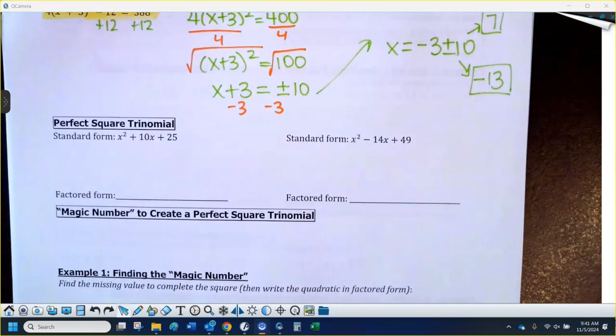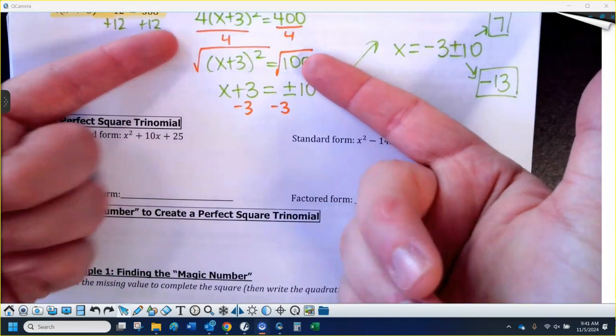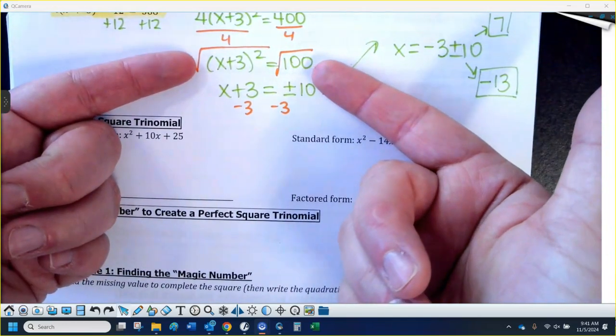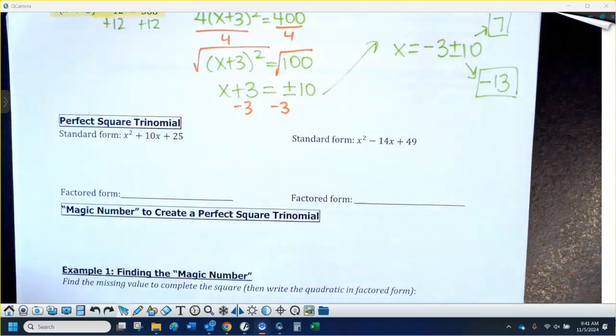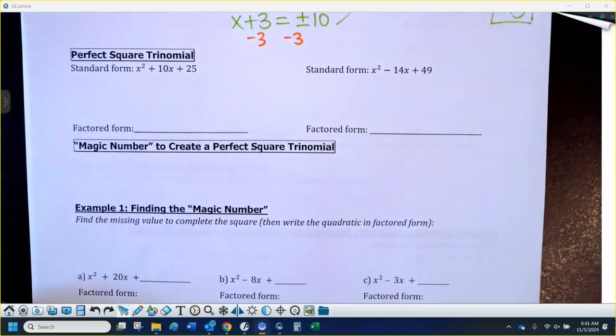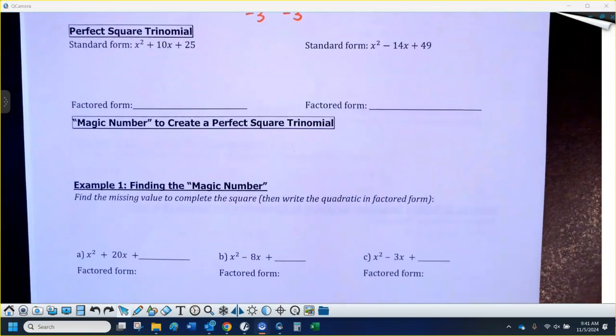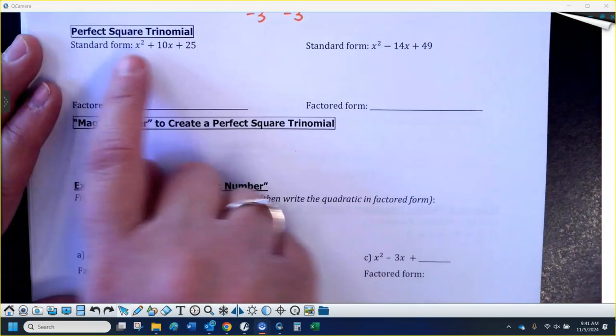Okay, so our goal today is we're going to have equations that look like this, a set of parentheses squared equal to some number, and we're going to solve them by using square roots. But we might have to create that situation, so I'm just going to give you a little example here. I'm not going to tell you what this means at the moment. We're going to talk about that in a second.